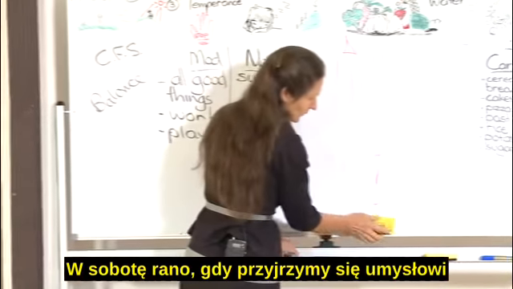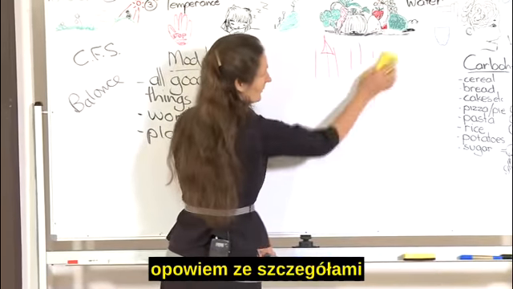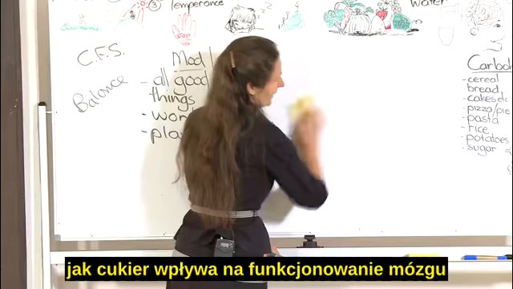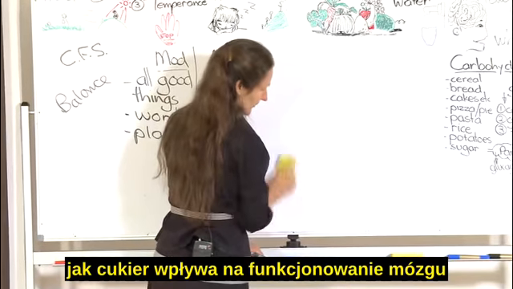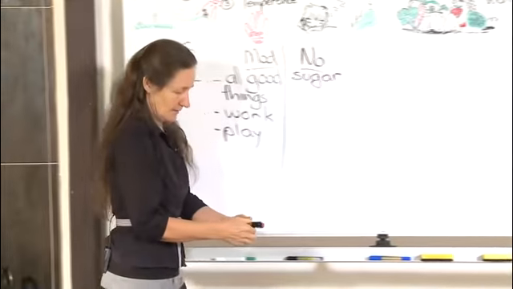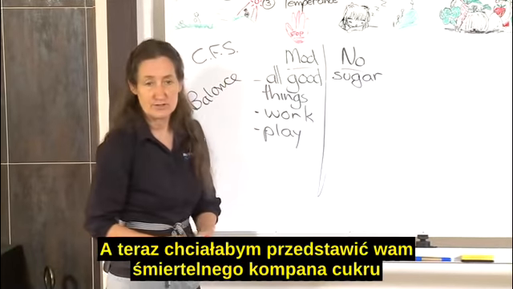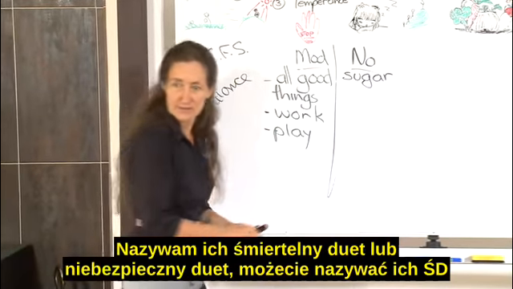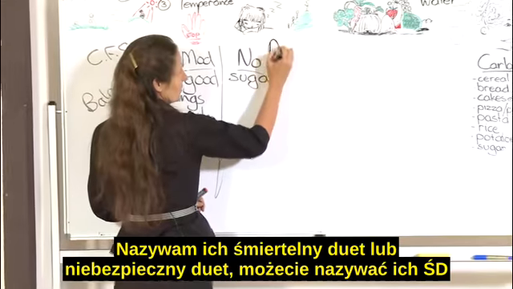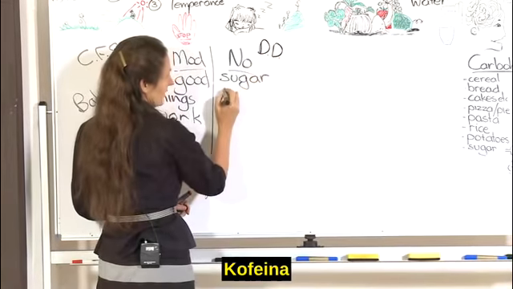On Saturday morning, when we look at the mind, I'm going to go in a little bit more detail on how sugar affects the functioning of the brain. But what I'd like to do now is introduce you to its deadly mate. I call them the deadly duo or the dangerous duos. You can call them the DDs. Caffeine.